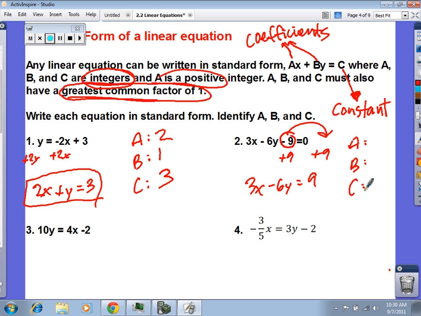What's A? A is the coefficient, the number touching x. So 3. What's B? Yes, don't forget the negative. And C is 9. Okay, is A positive? Are they all integers? We don't have any decimals or fractions. Do they have a common factor? Can you divide these by something? You can divide the A, B, and C by what? You can divide them all by 3.